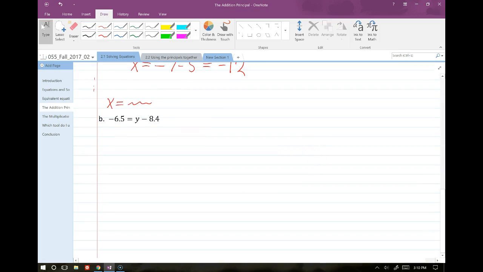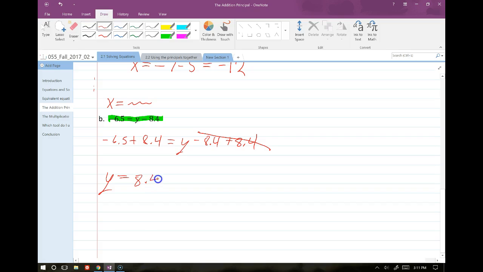All right, so this example: negative 6.5 equals y minus 8.4. What can we do to both sides to isolate that variable? Add 8.4, exactly. Negative 6.5 plus 8.4 is equal to y minus 8.4 plus 8.4. These cancel out, and then we just get y equals 8.4 minus 6.5. Does anybody know what that is?